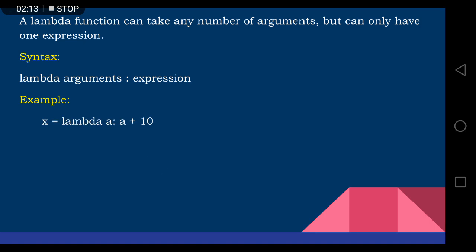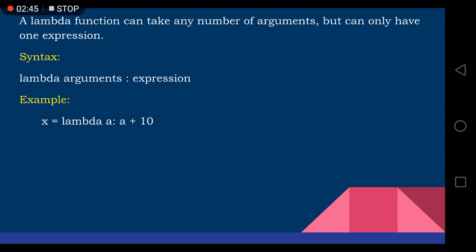So x = lambda a : a + 10. Now here the function is lambda and the argument is a, and the expression is a + 10. So what it does is the value is added to 10. We are passing the value of the variable a, and that will be added to 10, and the value is returned to the variable x. This is the function of this lambda function.